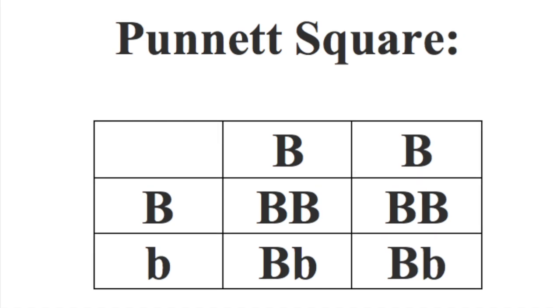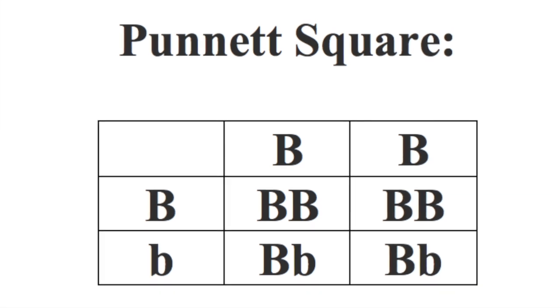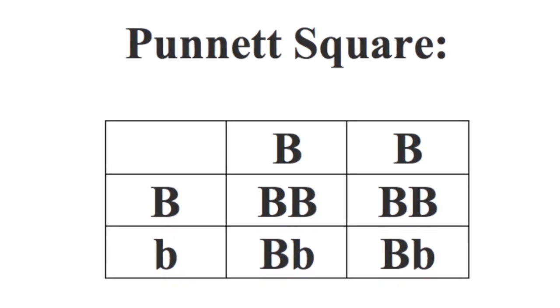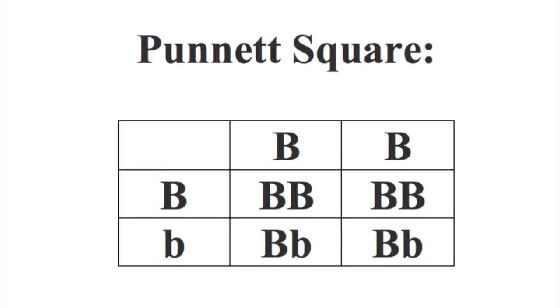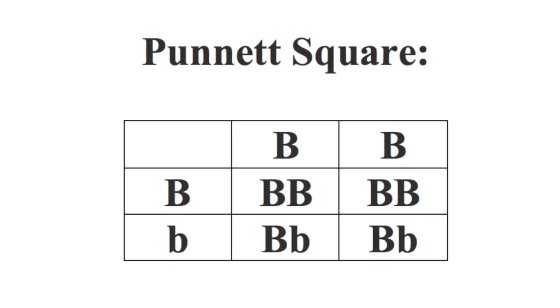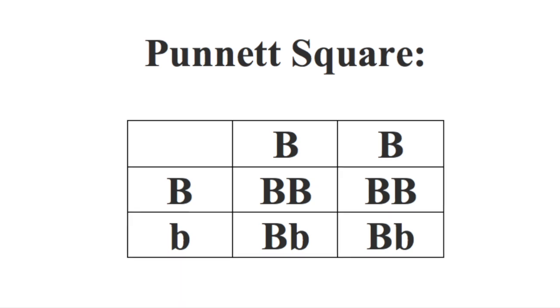Punnett squares are used to predict the percentage of offspring with certain genotypes. Given each parent genotype, we cross them using a Punnett square and can predict what genotypes the offspring will have. A phenotype is the physical manifestation of the genotype.